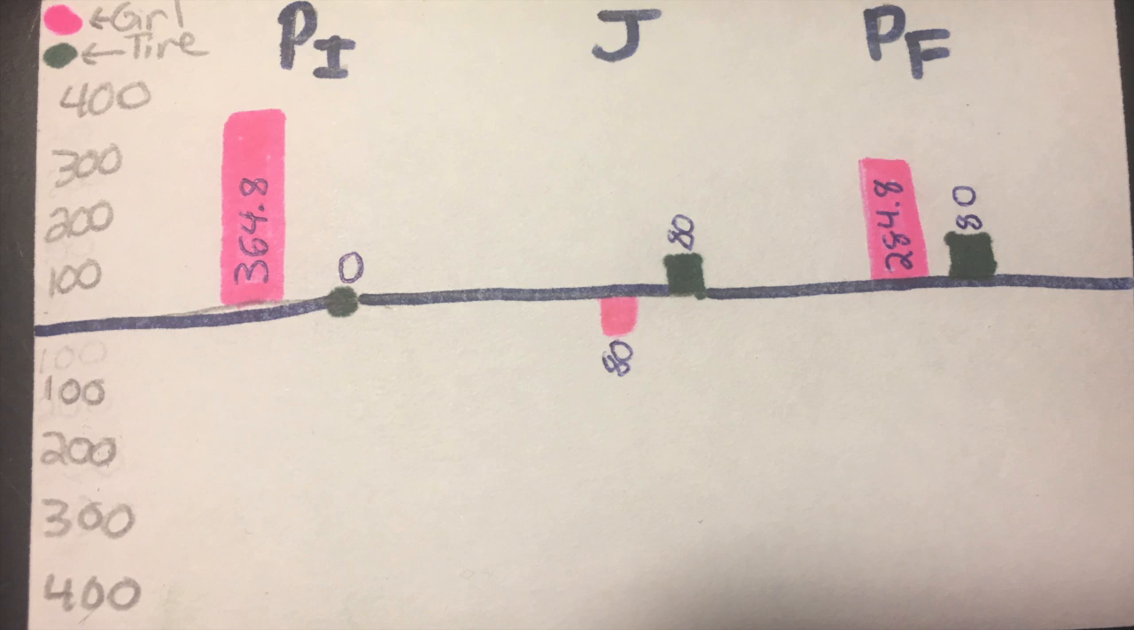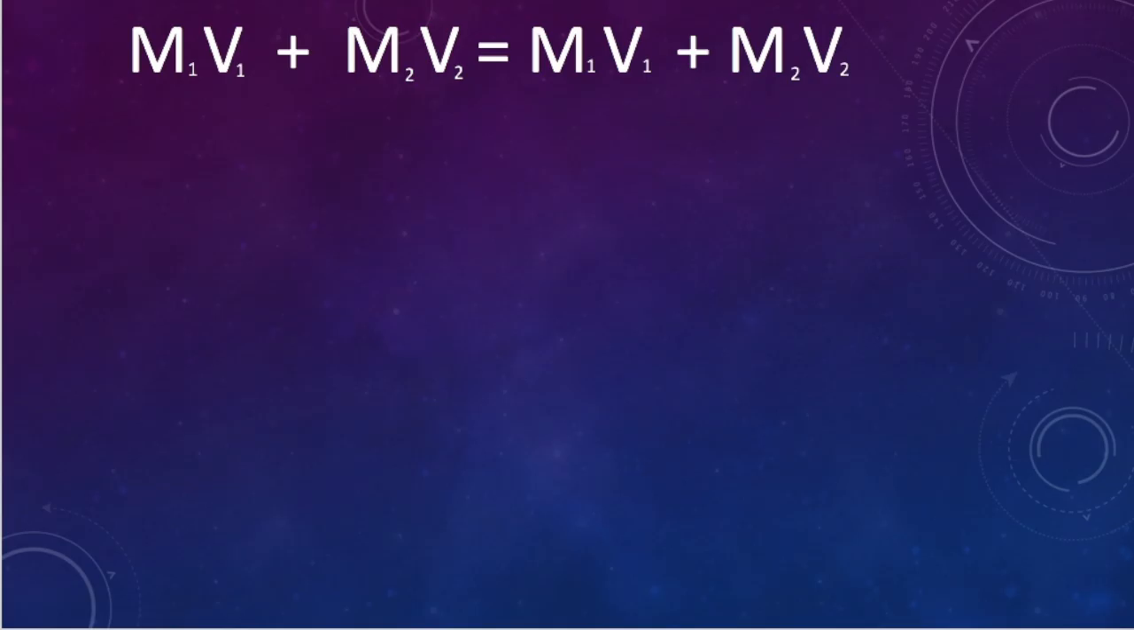In the middle, you'll see that she lost 80 kilograms meters per second when she transferred it to the tire that gained 80 kilograms meters per second. Momentum before the collision equals momentum after the collision.